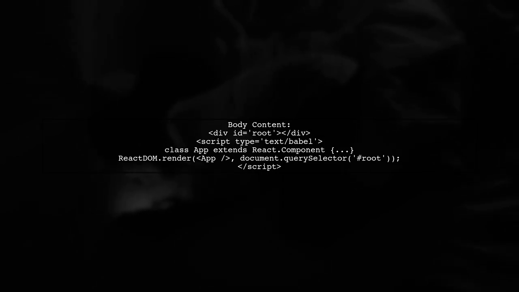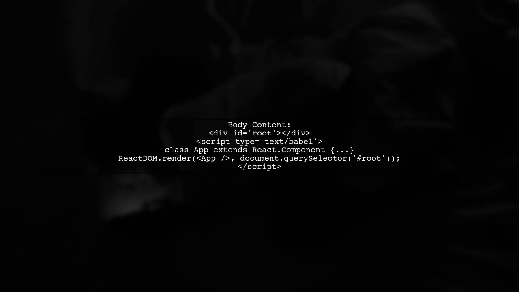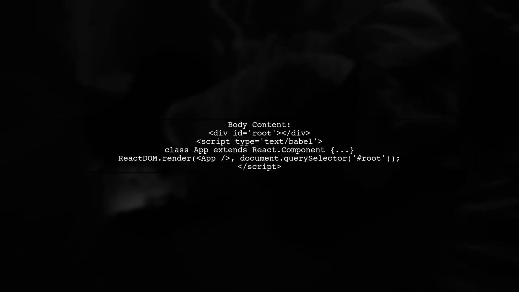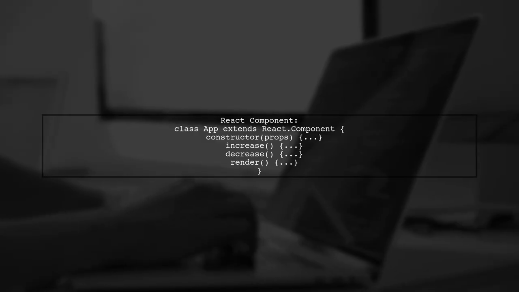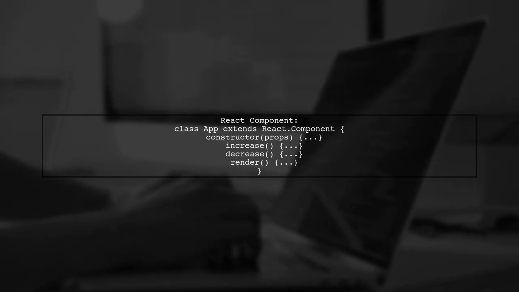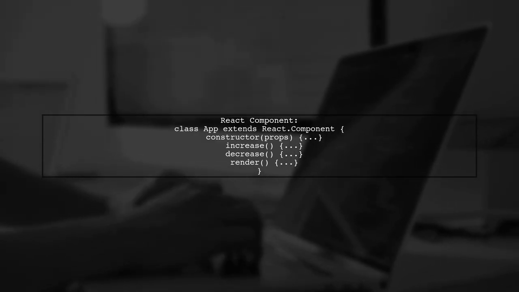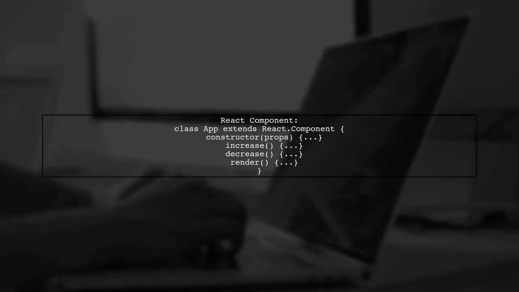Then, write a simple React component using Babel syntax to manage state and handle events. This example features a counter with increase and decrease functions, demonstrating how to manage state in a React component.